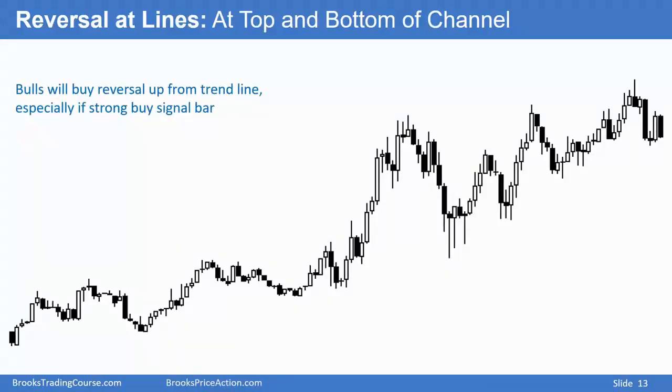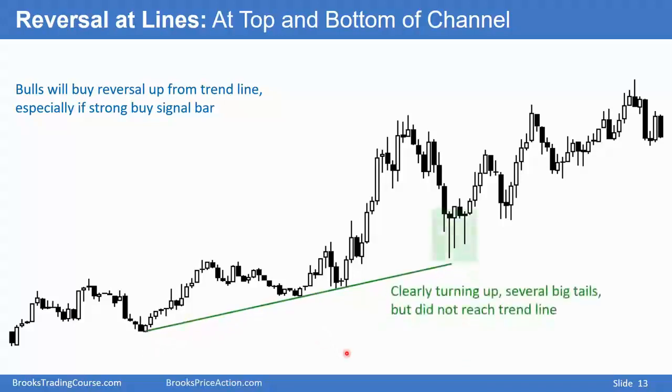In a bull trend, traders are looking to buy a reversal up. The market reversed up here, it reversed up here. You can draw a line, and then see what the market does when it gets near the line. You can see it undershot the line, did not get to the line. Tried to get down to it again, tried to get down to it again, and it keeps reversing up.